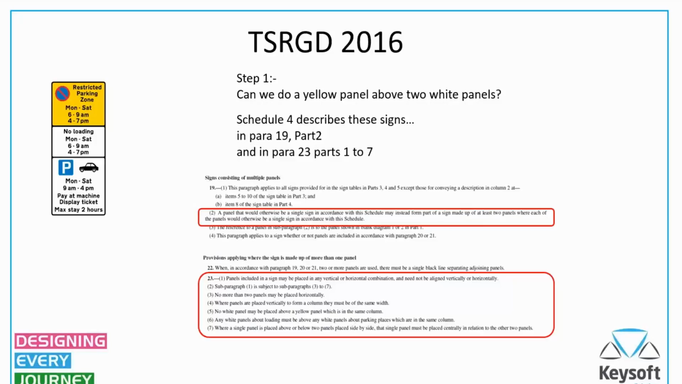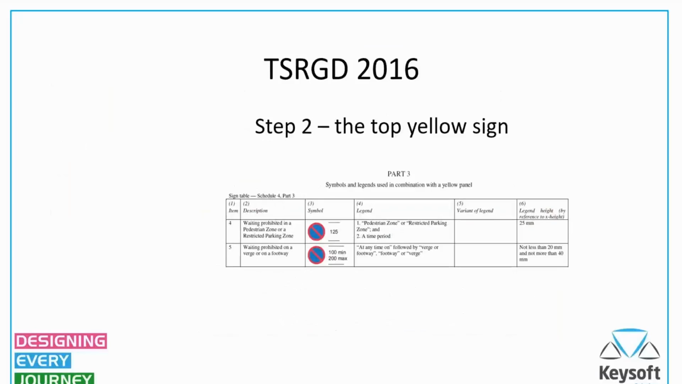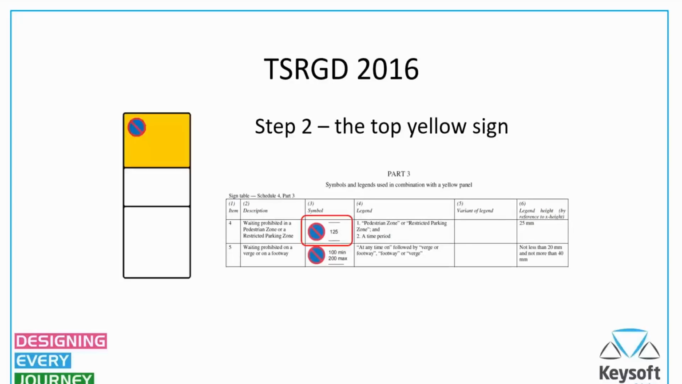Yes. Right, so now I know I can do that type of sign, and then I have to go and look through the different bits and pieces so I know how to put the elements within the sign. So let's start with the top part of the sign. So we know the first step was to just say, can we do that type of sign? Now we can say, how do we put the bits on the top part of the sign?